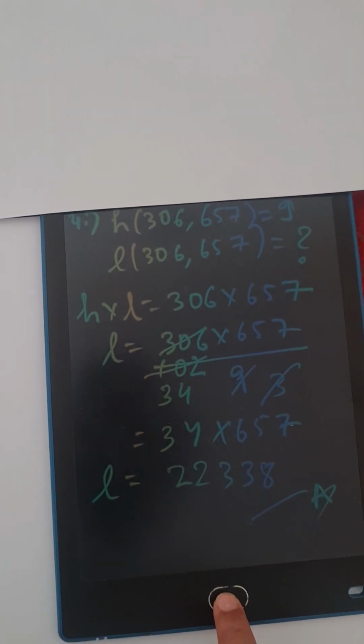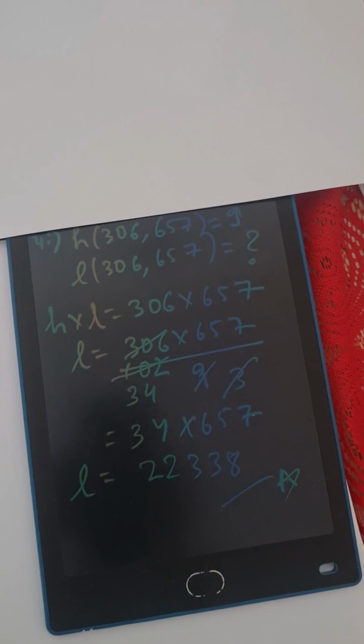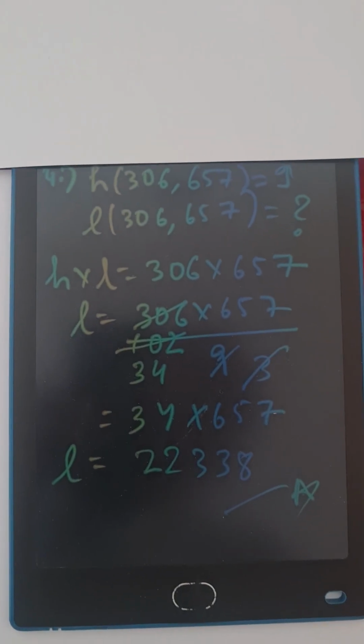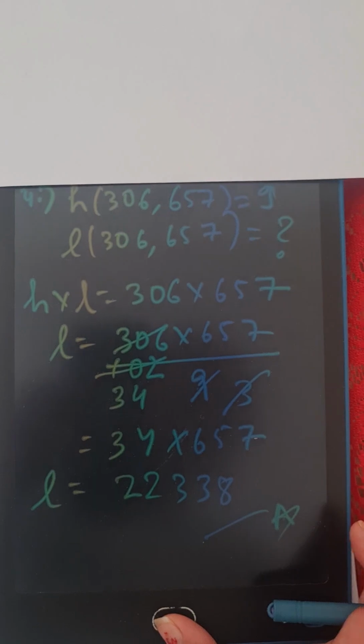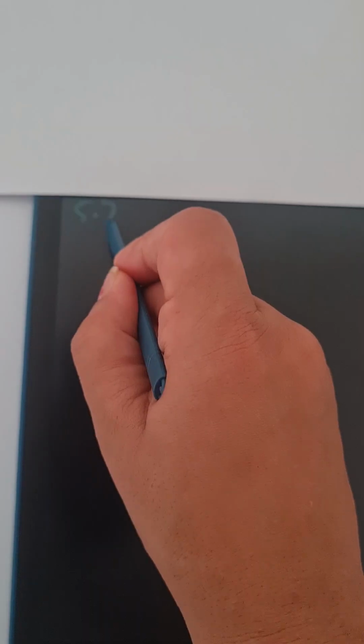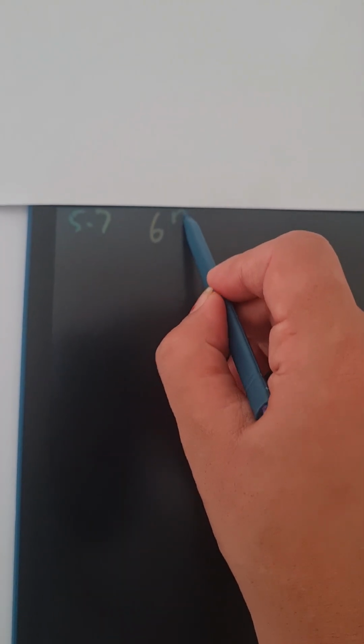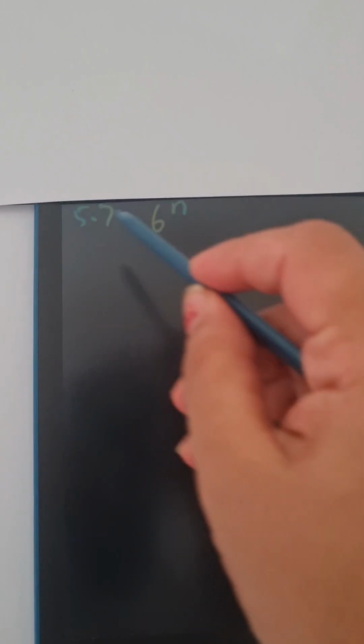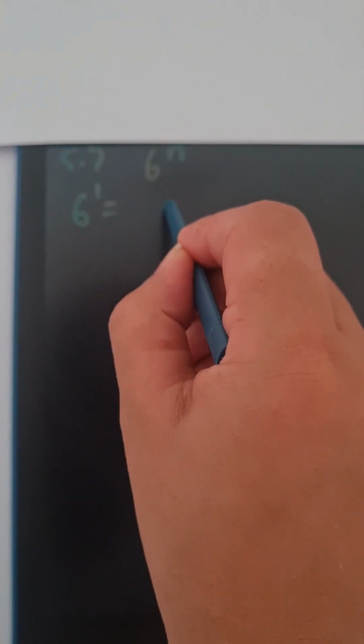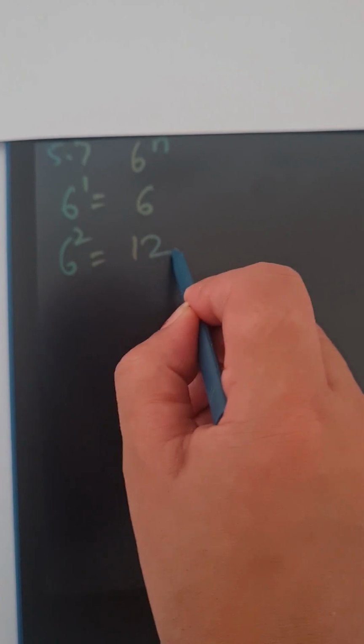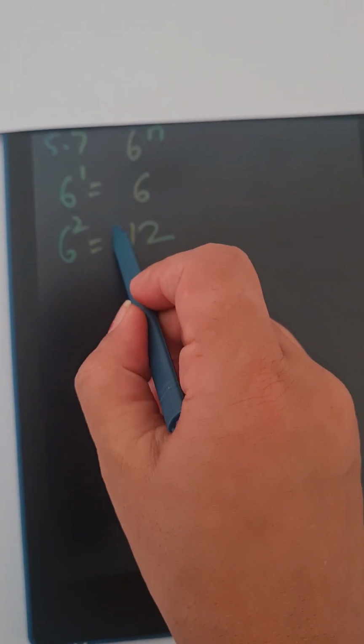Now the next part is the fifth question. Check whether 6 raised to the power n can end with the digit 0 for any natural number n. So in case of powers, when we put power to a number, the unit digits are repetitive. After a point they form a cycle. For example, if I write 6 raised to the power 1, then it is 6. 6 raised to the power 2 is 36.